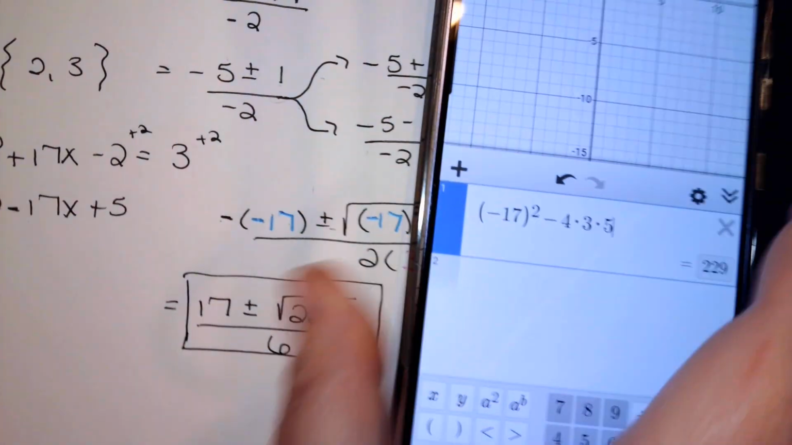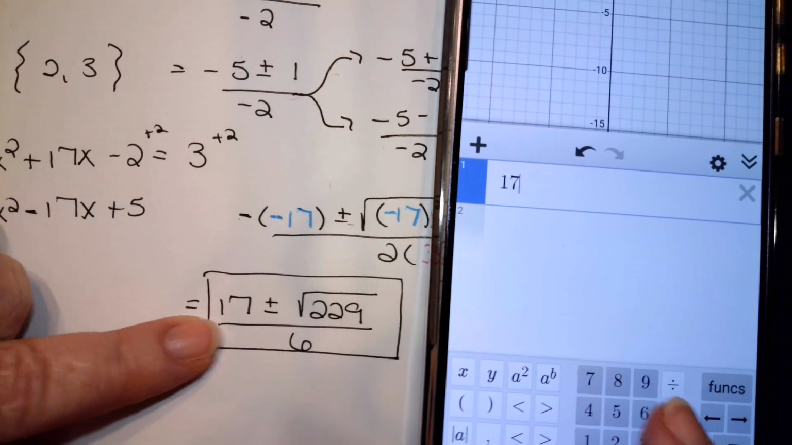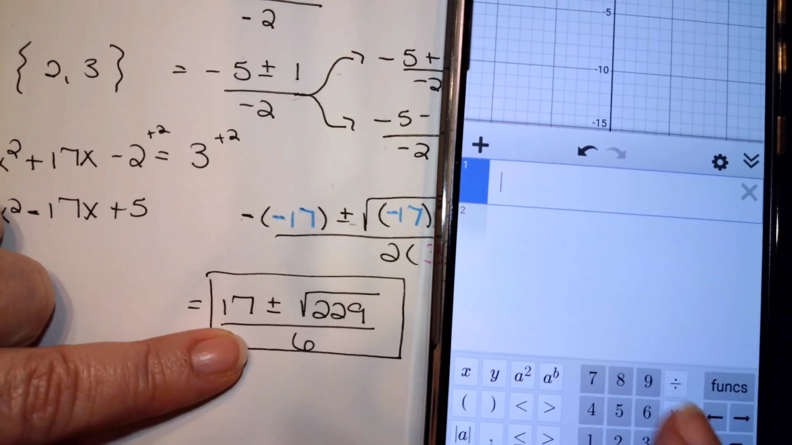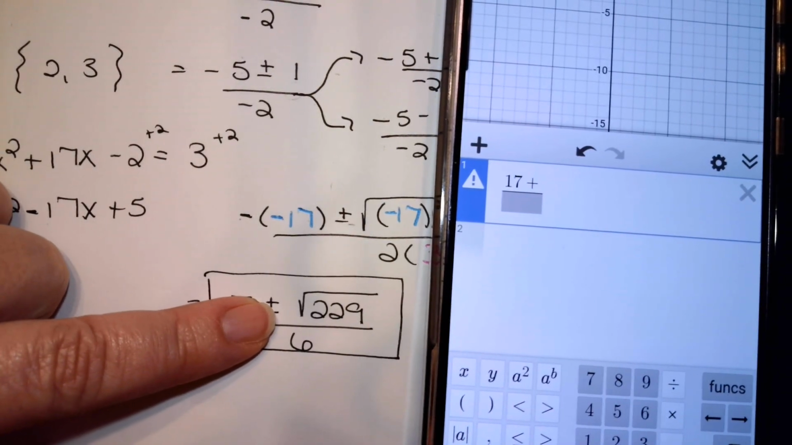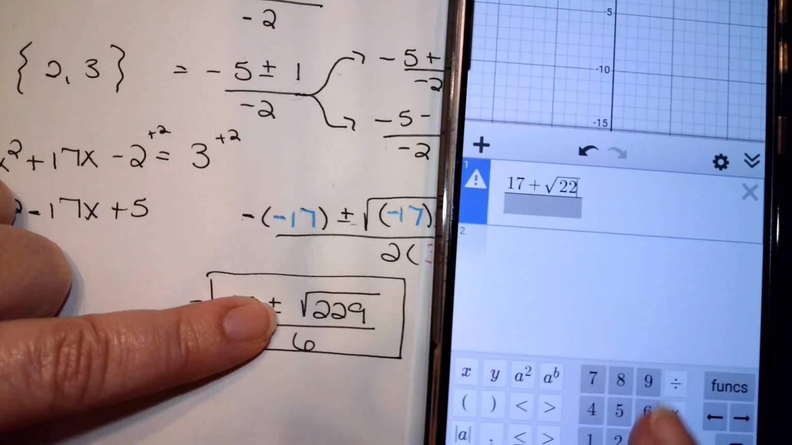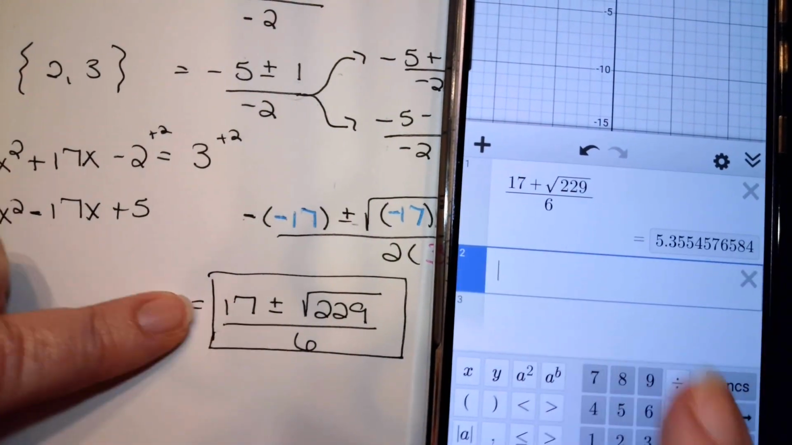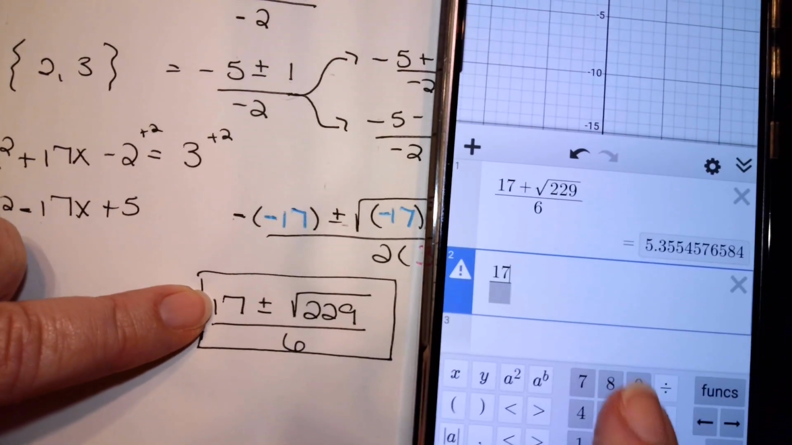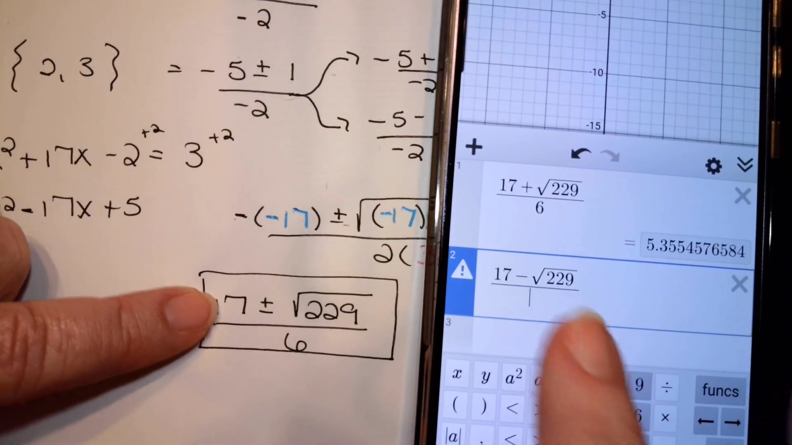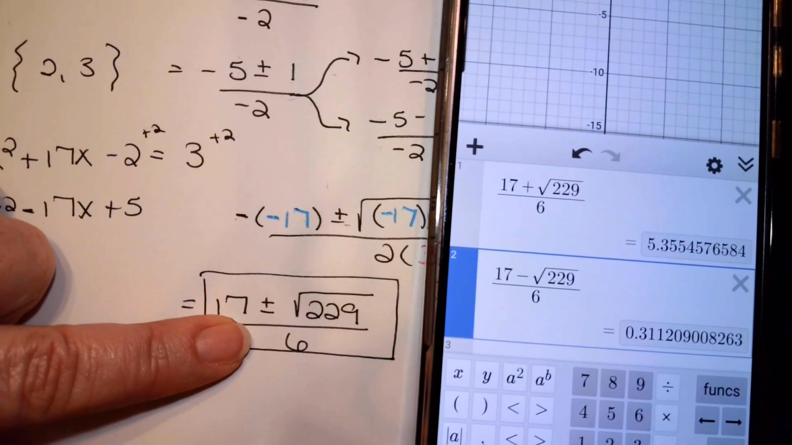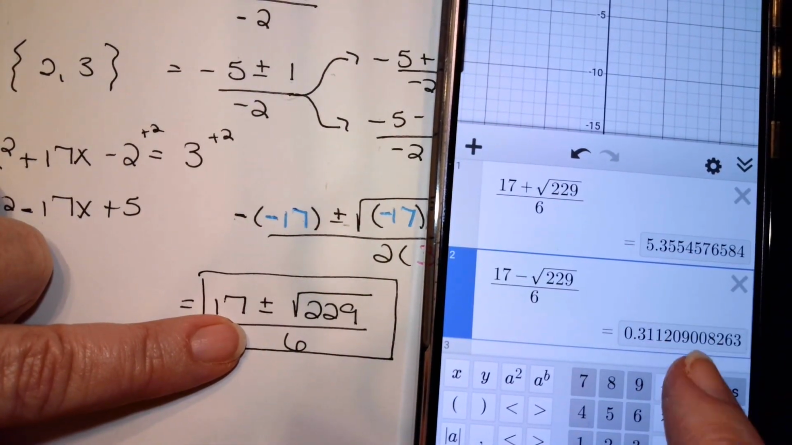Now, let's test this right here. All right, I know my answer is 17. Oops, let me do a fraction first. We got 17 plus the square root of 229 over 6. And then we've got 17 minus the square root of 229 over 6. All right, so I see my decimal answers right here.